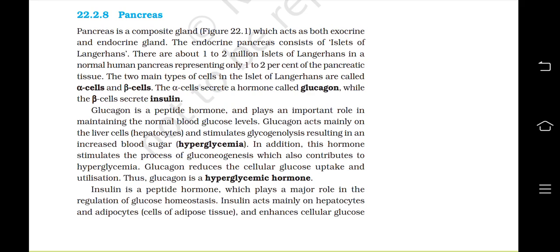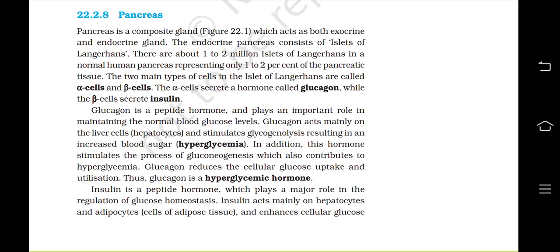Glucagon is a peptide hormone and plays an important role in maintaining the normal blood glucose levels. Glucagon acts mainly on the liver cells or hepatocytes and stimulates glycogenolysis, resulting in an increased blood sugar or hyperglycemia. In addition, this hormone stimulates the process of gluconeogenesis, which also contributes to hyperglycemia. Glucagon reduces the cellular glucose uptake and utilization. Thus, glucagon is a hyperglycemic hormone.